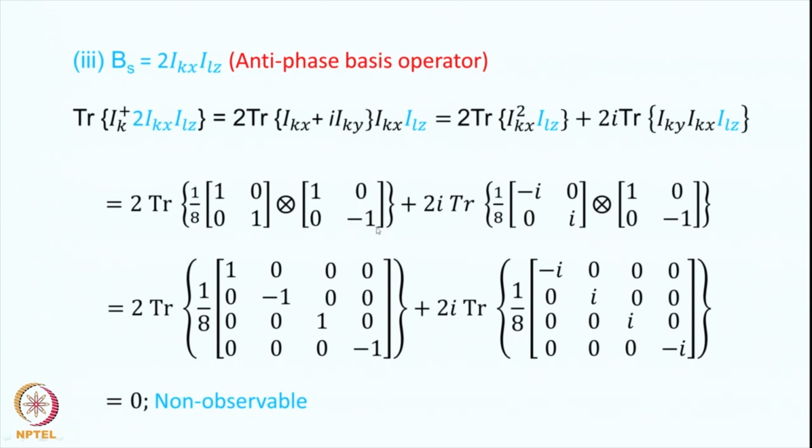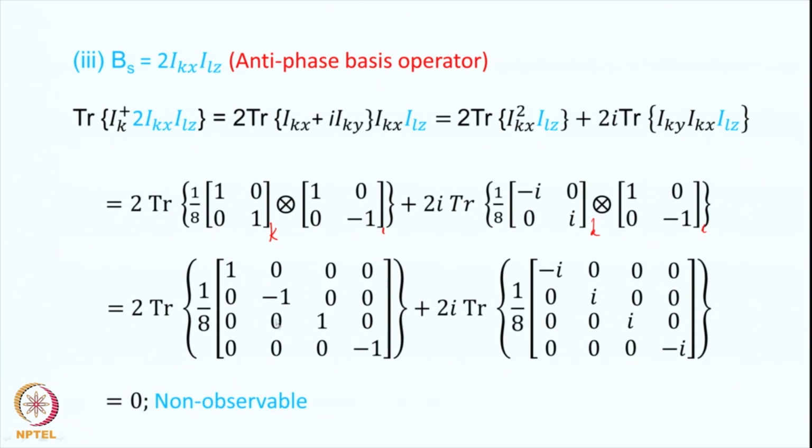This is for a different spin. Notice here, so let me write that so that it becomes clear to you. So this is for the K spin and this is of the L spin. So therefore this is again for the K spin and this is of the L spin. So when I do that, I take a direct product of this and direct product here. So I get here 2 trace 1 by 8, 1 minus 1, 1 minus 1, all other terms are 0, and here I have 2I trace, this gives me minus I minus I, and all other terms are 0.